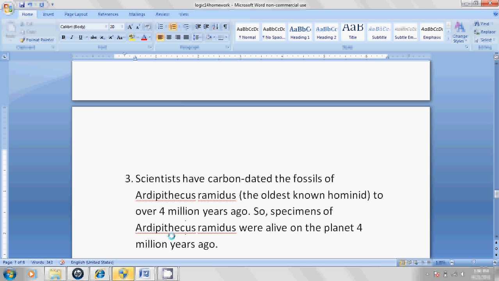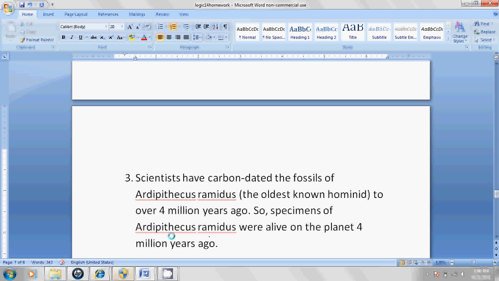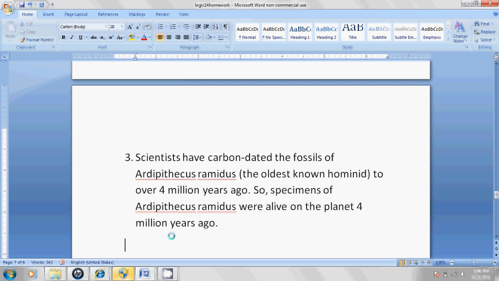Scientists have carbon dated the fossil Ardipithecus ramidus, the oldest known hominid, to over 4 million years ago, so specimens of this were likely alive on the planet 4 million years ago. Okay? Carbon dating. If something was carbon dated to be so old, then it's likely that the thing was living at the time that we've carbon dated it to. That's strong. You could argue whether or not carbon dating is a good science, but for the lack of anything better, it's the strongest science we have for dating things. So let's call it strong. I don't know whether this is true, but let's just go ahead and assume it's true. It's not a well enough known fact, so let's just assume it's true.